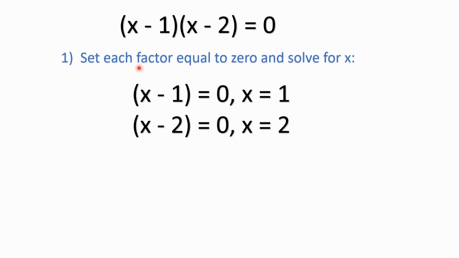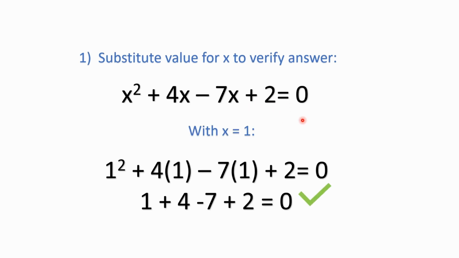What you want to do here to solve for x is set each of the factors equal to 0 and solve for x. So x minus 1 is 0. That would mean x equals 1. With x minus 2 equals 0, you solve for x, and you're going to get x equals 2. So you've actually got two answers here. You've got 1 and 2.